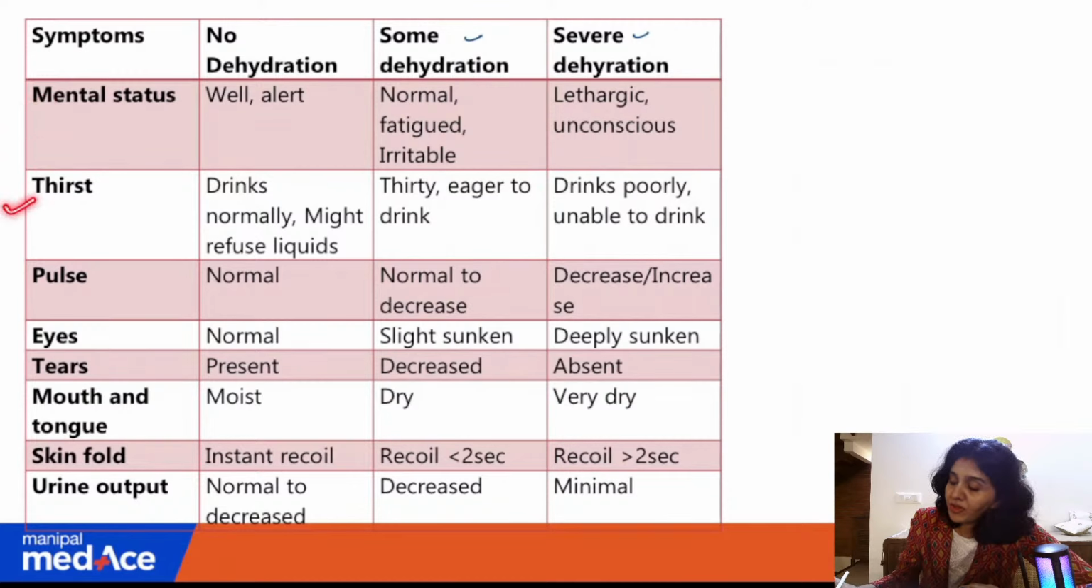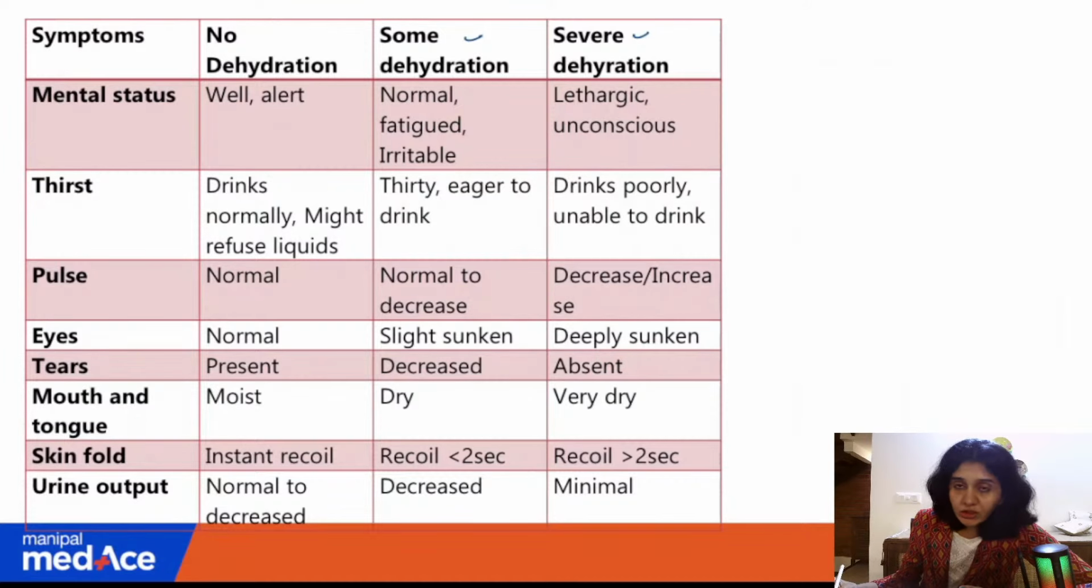Thirst: the kid drinks normally because there is no dehydration. Sometimes he might refuse liquids. But in some dehydration, the kid is thirsty and is eager to drink, asking for fluids. In severe dehydration, the kid drinks poorly, not able to drink. So this was the question option. Pulse is normal in no dehydration, normal to decreased in some dehydration, and in severe dehydration there may be bradycardia or tachycardia. Eyes normal, slightly sunken, deeply sunken in severe dehydration.